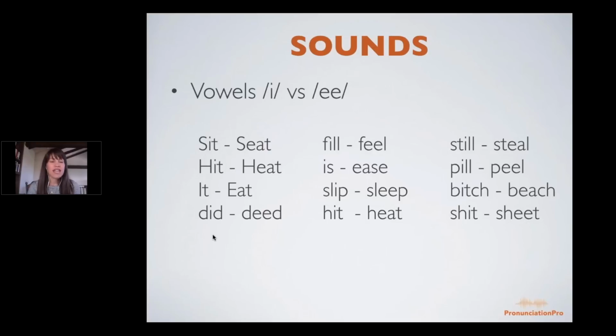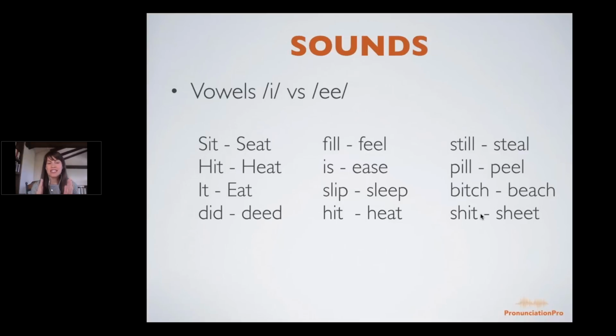All right, so say those short I's for me. Just the short I's, because those tend to be the harder one. All of them? Yeah, well, if you don't want to do the last two, that's fine. No, it's fine. Okay. Sit, hit, it, did, feel, is, slip, hit, steal, peel, bitch, shit. Yep, there you go. All right, perfect.